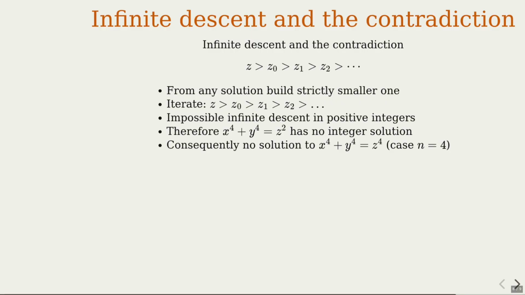So the only way to avoid that impossible infinite descent is that our very first assumption was wrong, and there was never any solution to begin with? Precisely. There is no non-trivial integer solution to x to the fourth plus y to the fourth equals z squared. And because a fourth power is a square, this immediately implies that there is also no solution to x to the fourth plus y to the fourth equals z to the fourth, finishing Fermat's theorem in the exponent 4 case.